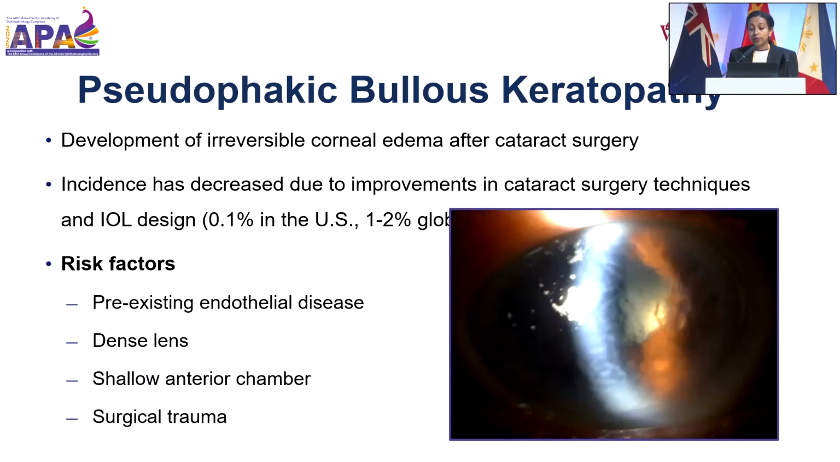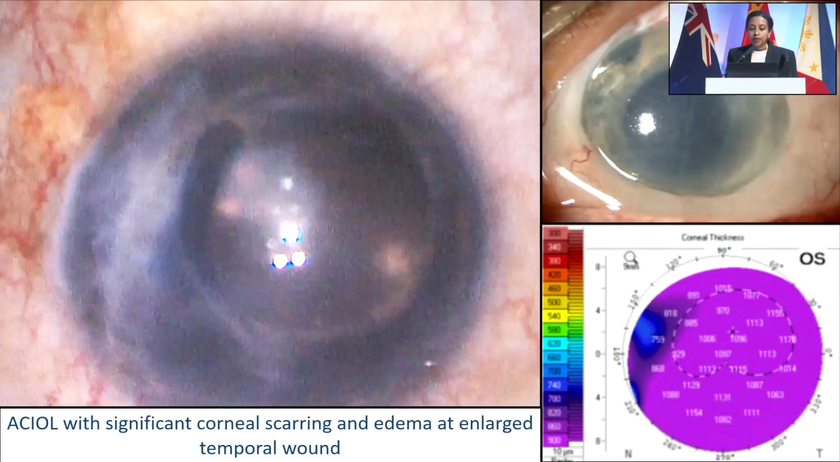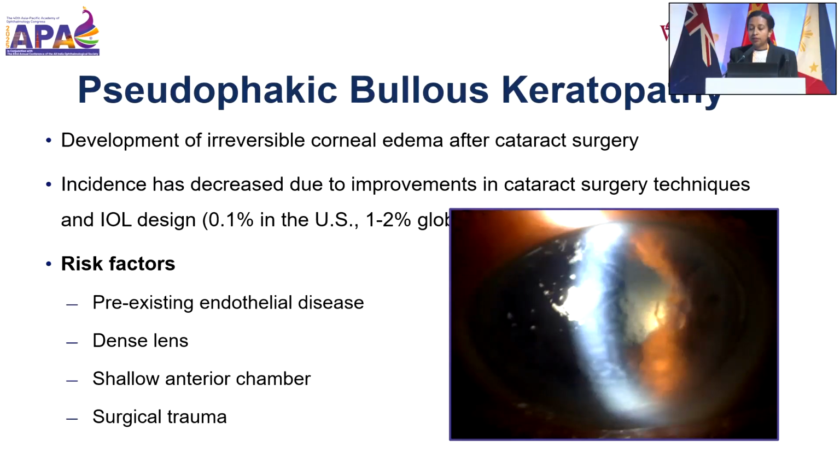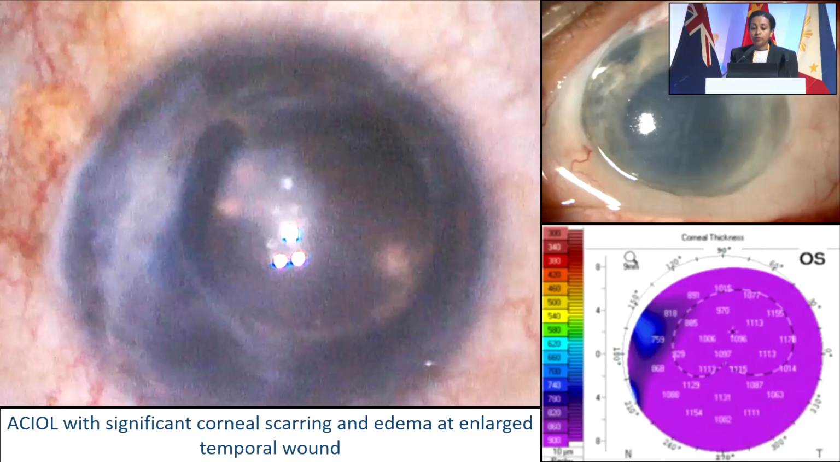Pseudophakic bullous keratopathy, fortunately, is less common today than in the past due to improvements in cataract surgery techniques and IOL design. In the US, the incidence is about 0.1%, and globally it varies, but is about 1 to 2%. Risk factors include dense cataracts, surgical trauma, and pre-existing endothelial disease. And most of the time nowadays, we see this not after cataract surgery, but after glaucoma surgery.